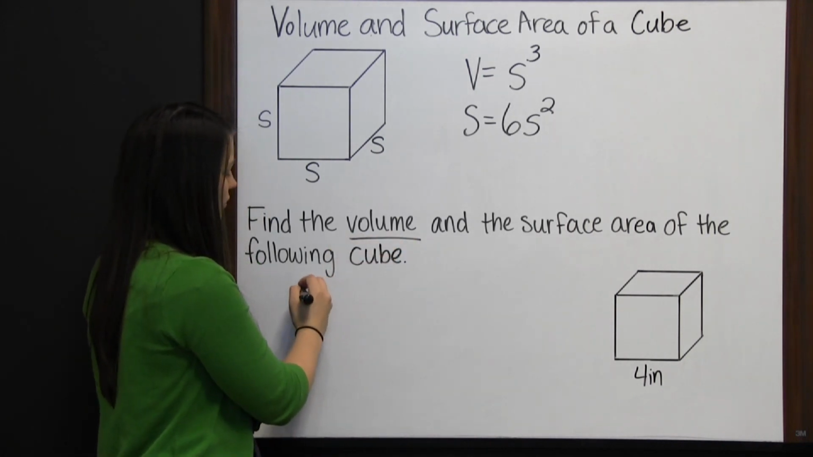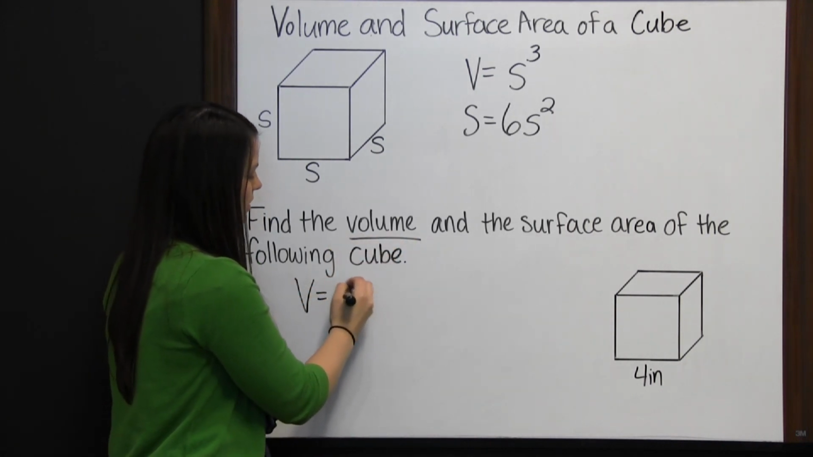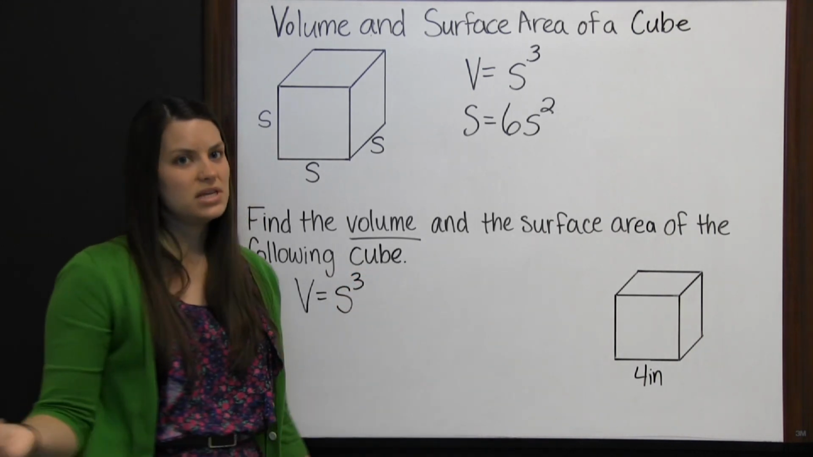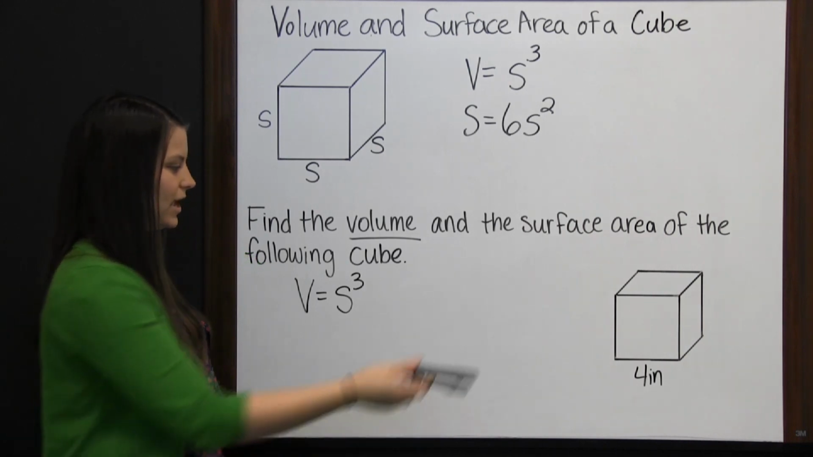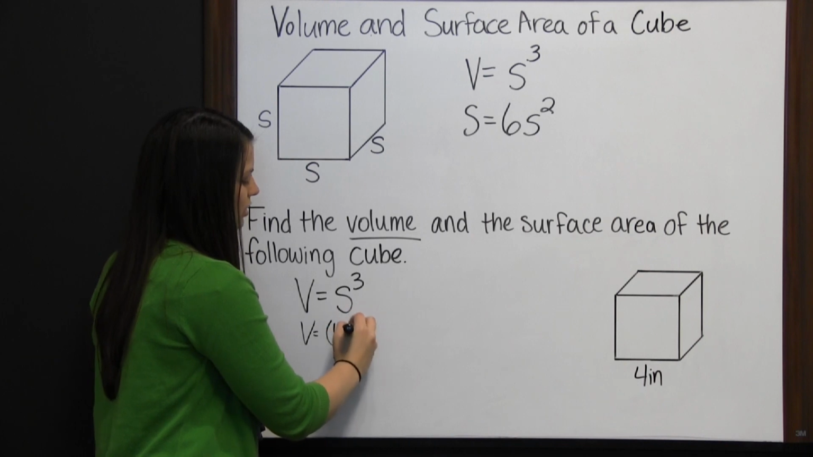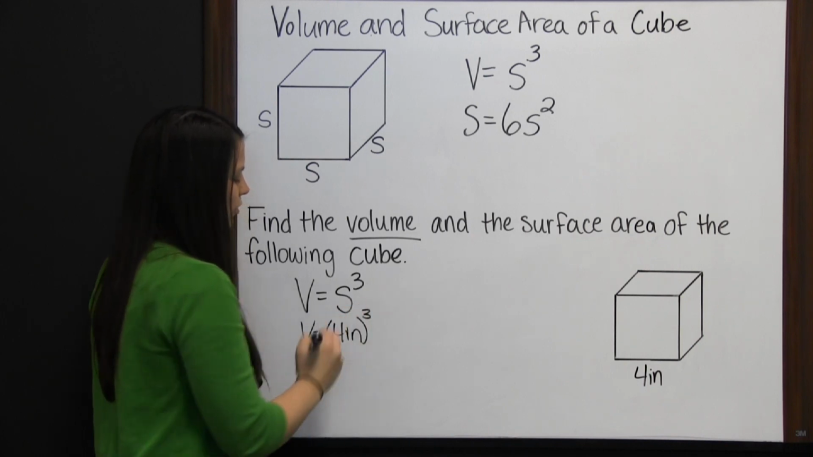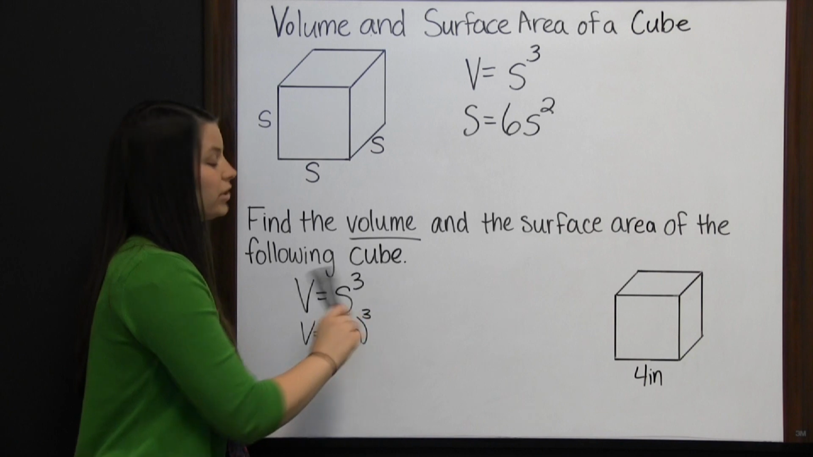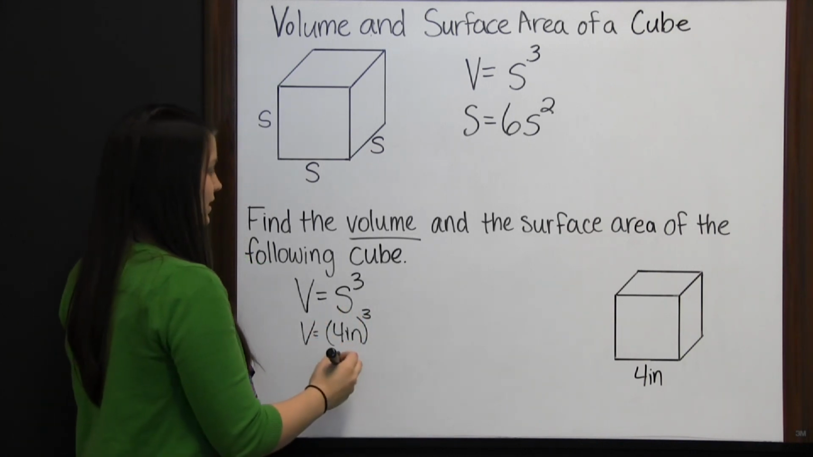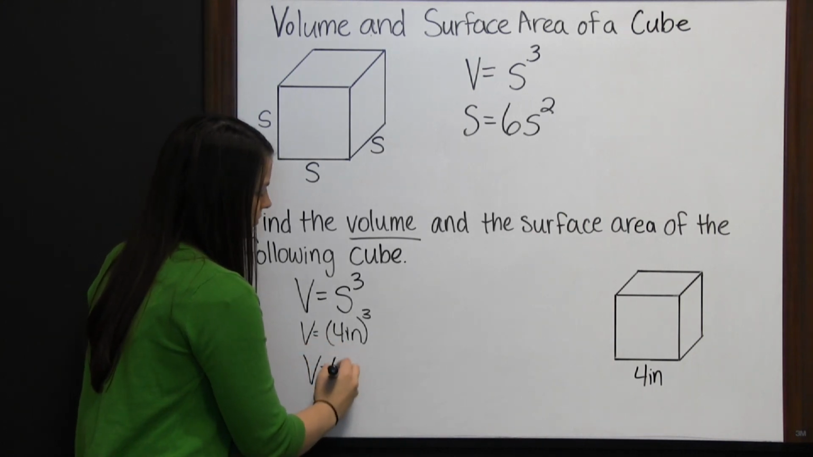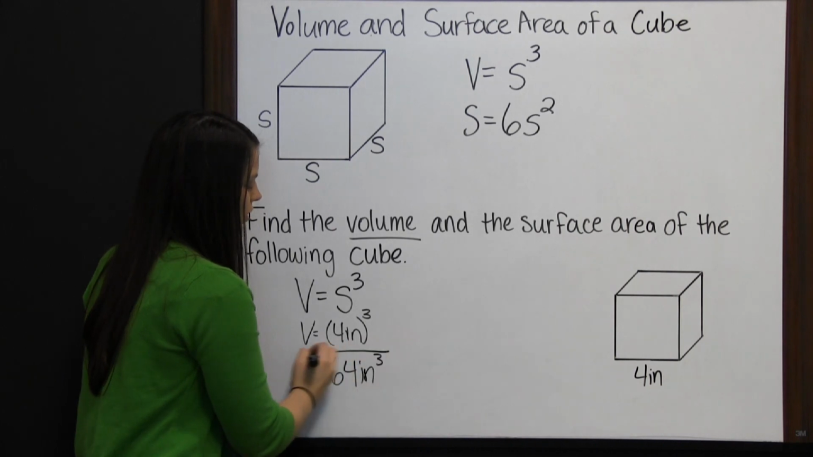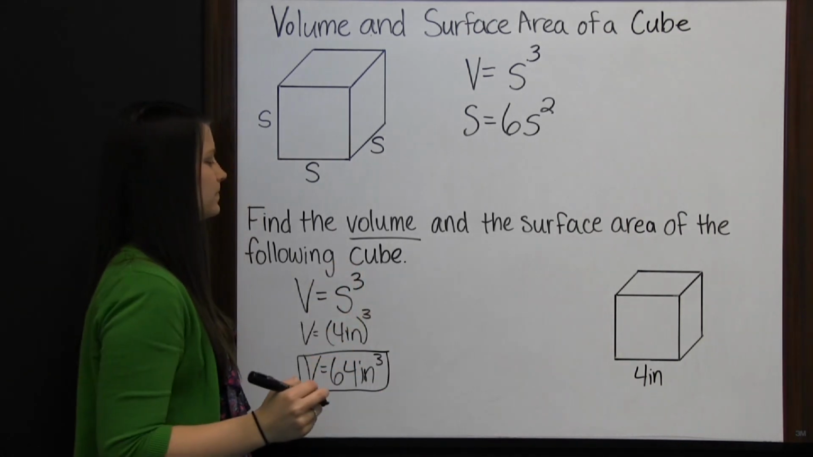Volume, we start with our formula. Volume is side cubed. And we only need one dimension since they're all the same. We have it, 4 inches. So we substitute 4 inches for our side and cube it. 4 cubed, 4 times 4 is 16. 16 times 4 is 64. Inches cubed is inches cubed. So the volume is 64 inches cubed.